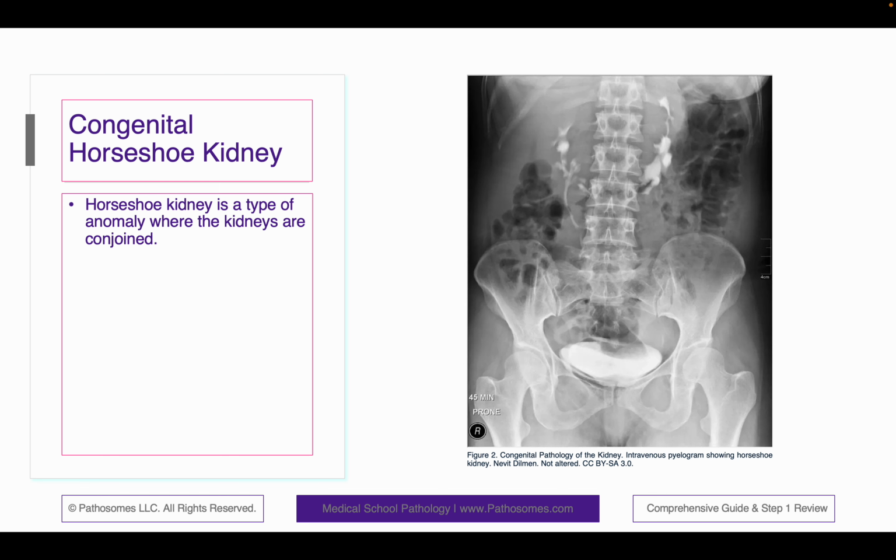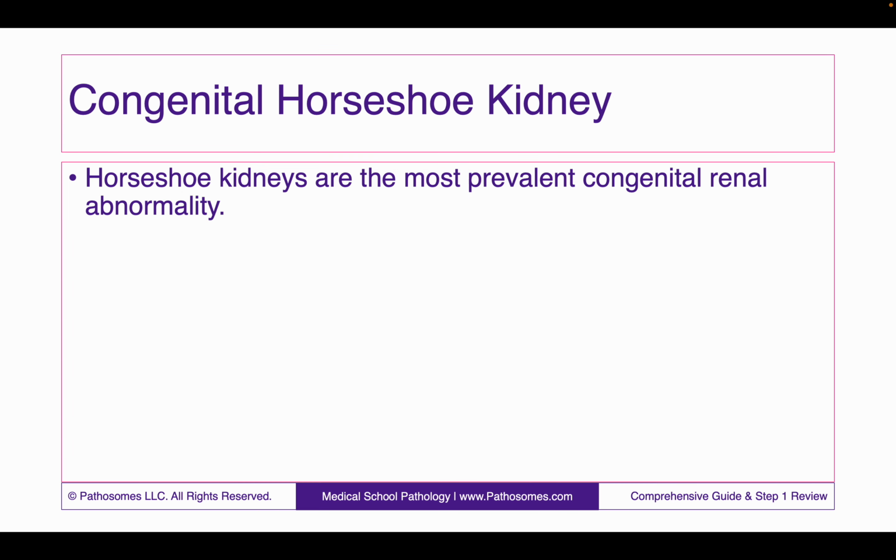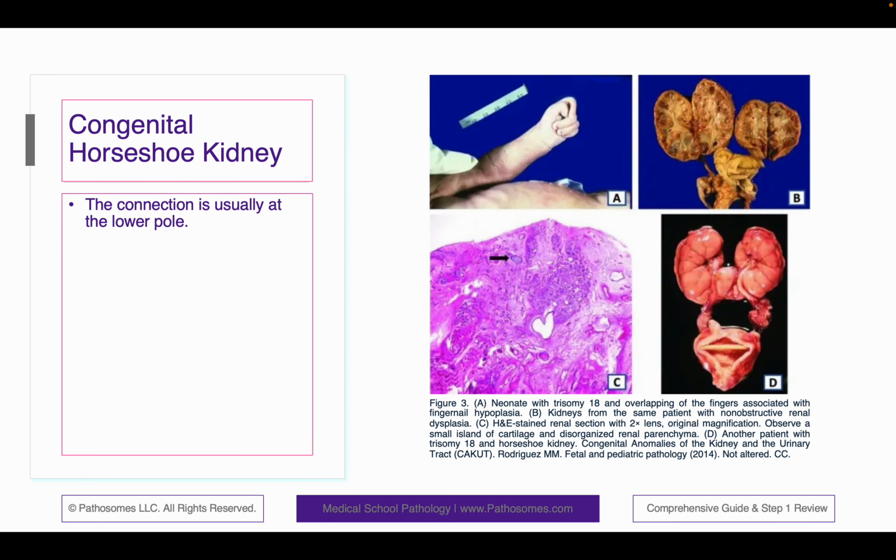A horseshoe kidney is a type of anomaly where the kidneys are conjoined. And you can even see that in this x-ray. You see that? It's this intravenous pyelogram showing the horseshoe kidney. Horseshoe kidneys are the most prevalent congenital renal abnormality. And the connection is usually at the lower pole.